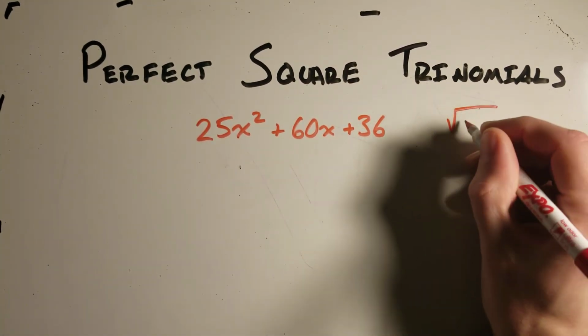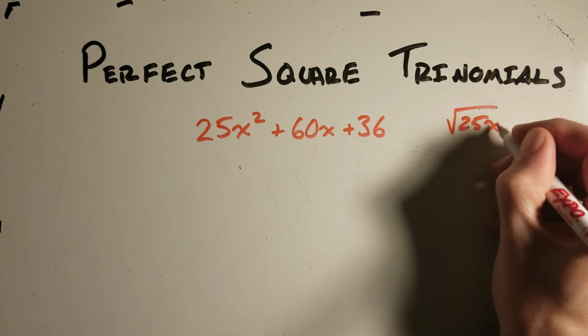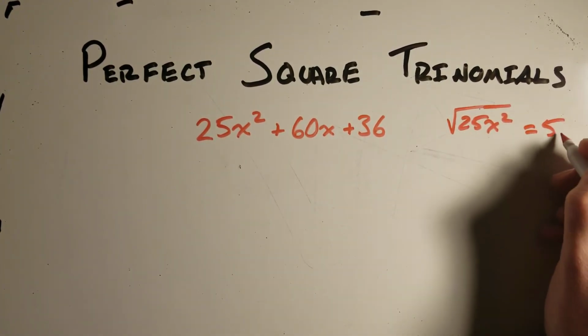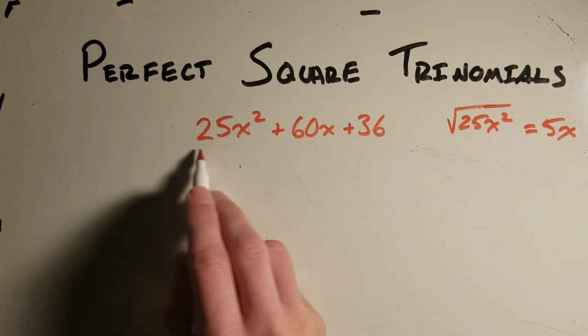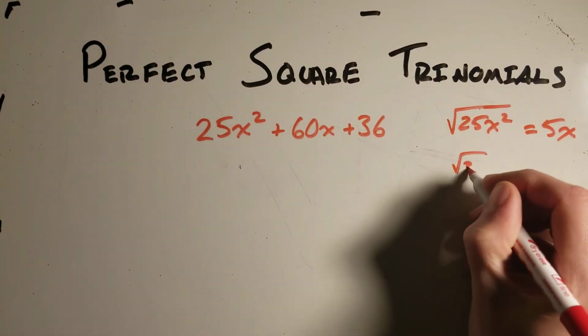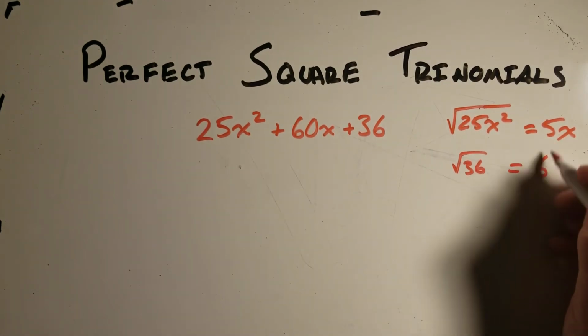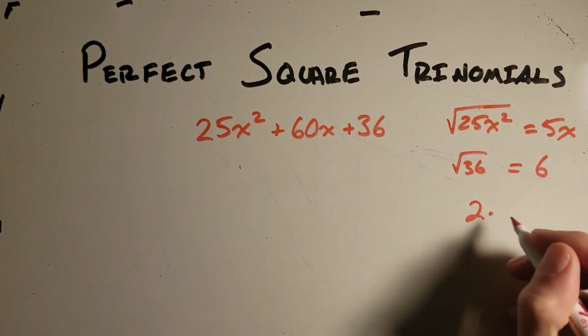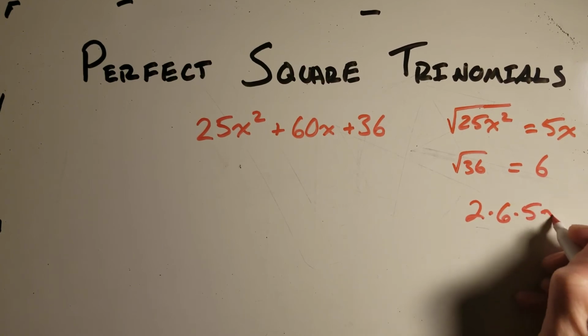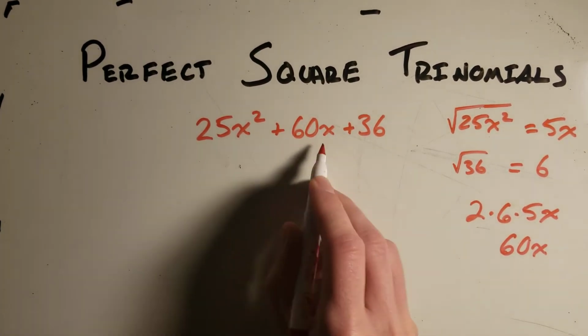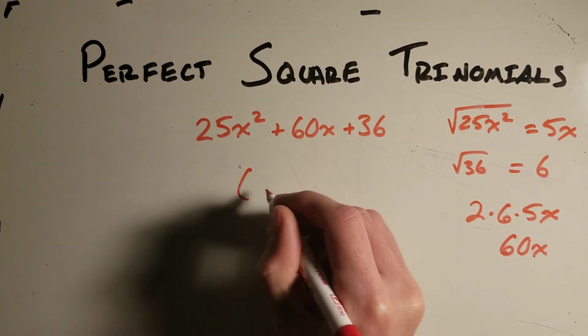Can you take the square root of 25x squared? Well, the square root of 25 is 5, square root of x squared is x, so this term is a perfect square. And our last term, 36, that is a perfect square. If you do 2 times the product of these two, that would be 2 times 6 times 5x. So that would be 60x, which is our middle term. This is a perfect square.